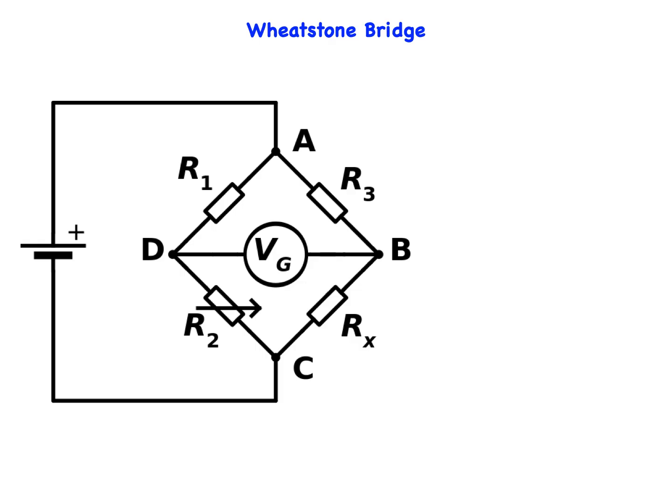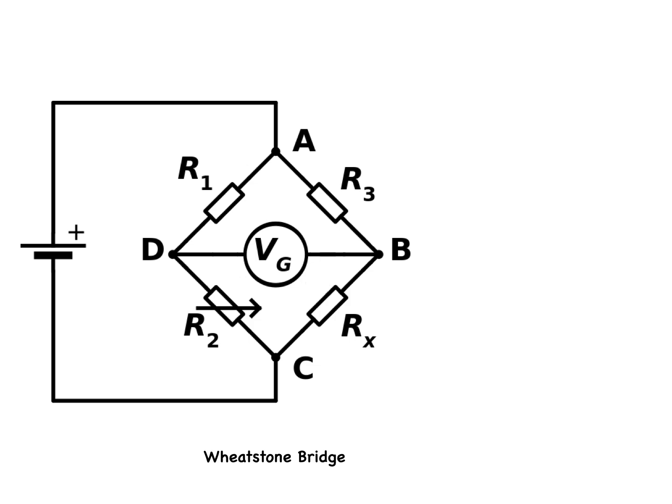As in this slide, Rx is the fixed unknown resistance to be measured. R1, R2, and R3 are resistors of known resistance, and the resistance of R2 is adjustable. The resistance R2 is adjustable until the bridge is balanced and no current flows through the galvanometer, Vg. At this point, the potential difference between the two midpoints, B and D, will be zero.